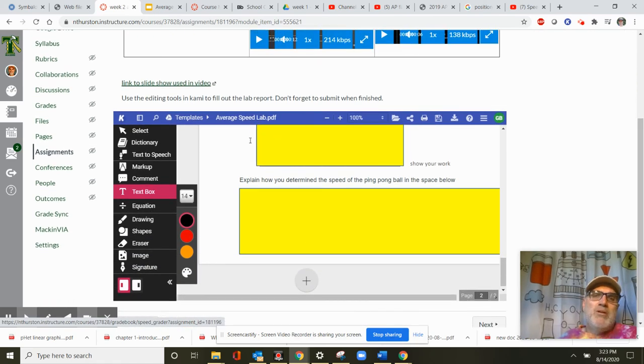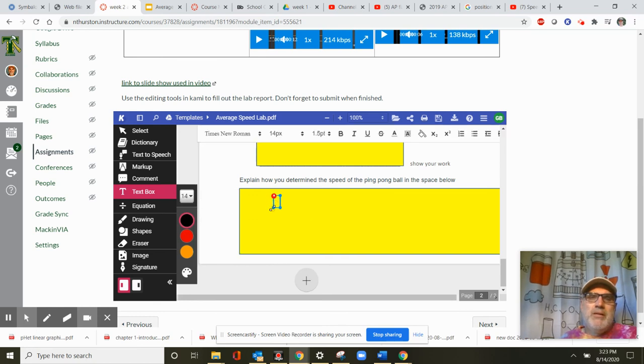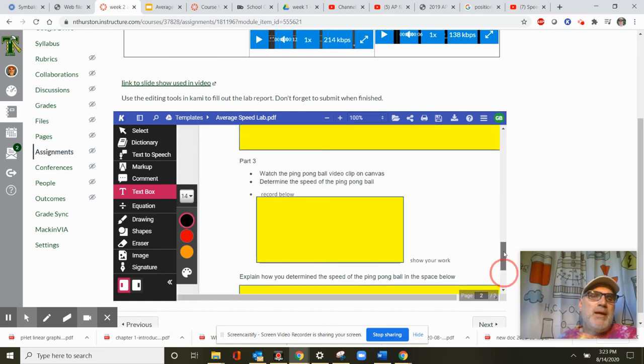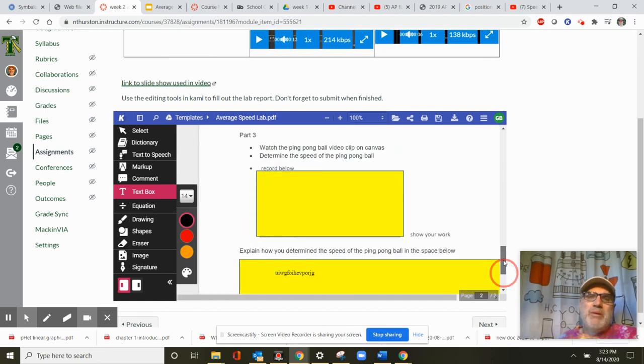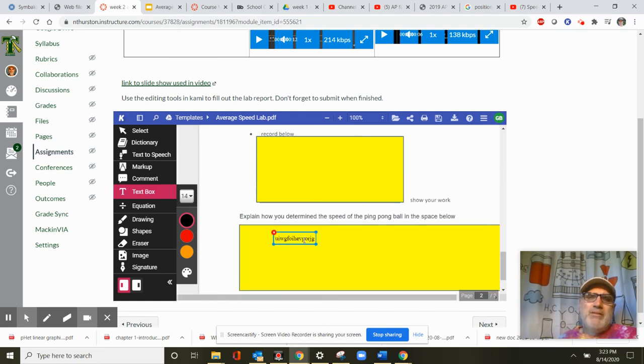So in order to write up your lab report, of course, click the text box, and then click in here. Now we can write. So you write in there. If I'd asked you to make a graph, you probably could use some of these other tools to make a graph, but I don't think we're doing any graphing today.